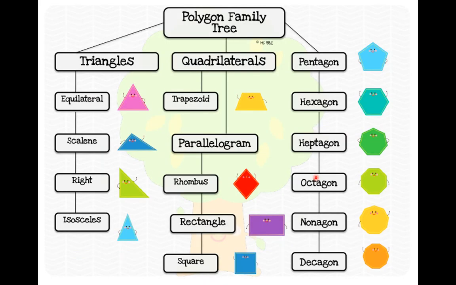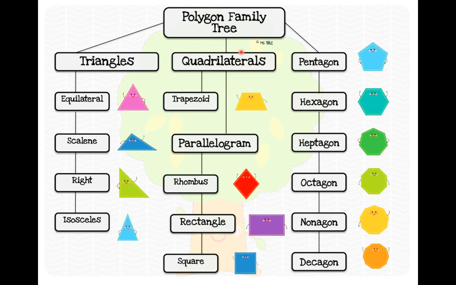Now looking at this polygon family tree diagram, this is kind of cool, boys and girls, because it shows the different types of polygons. So a triangle is a polygon, right? A triangle is a polygon because it has straight closed sides. And there are different types of triangles, right? So if you look, there's an equilateral, there's a scalene, a right triangle, and an isosceles triangle. You don't really need to know those special names of triangles, but you do need to know that a triangle is a type of polygon.